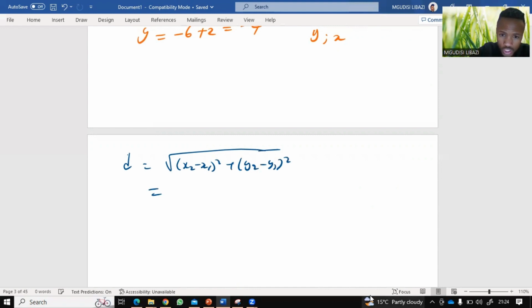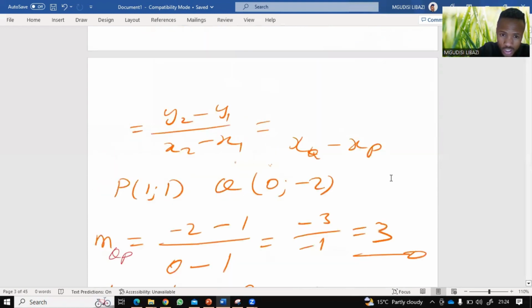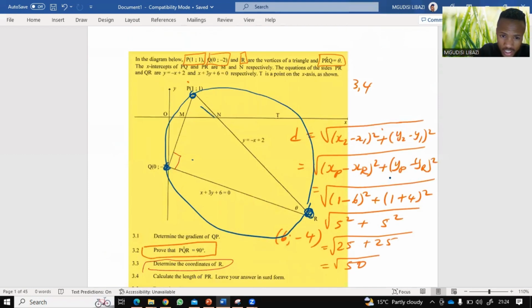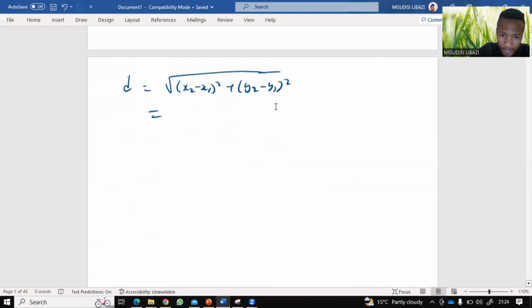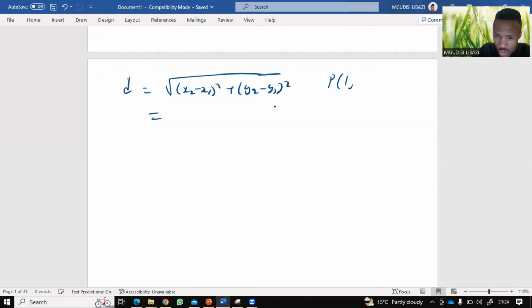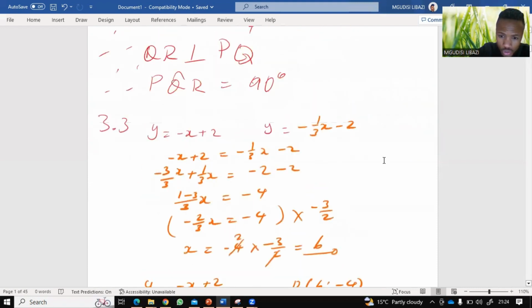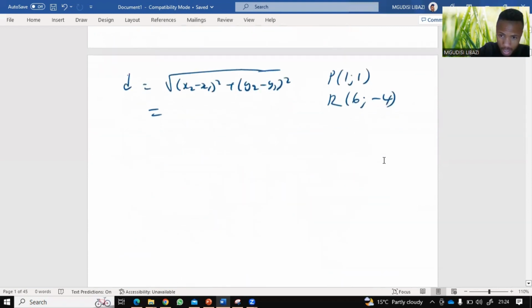So now the coordinates that we have there, because we want the distance of the line QR, PR, we need to find the coordinates of P. Then the coordinates of P is 1, 1. So we have P here, which is (1, 1). And then we have R, which is (6, -4). So those are the coordinates that we just determined.